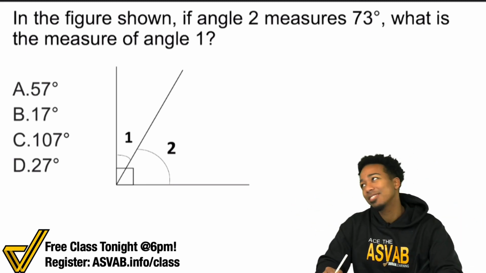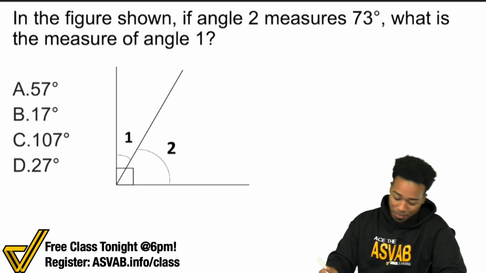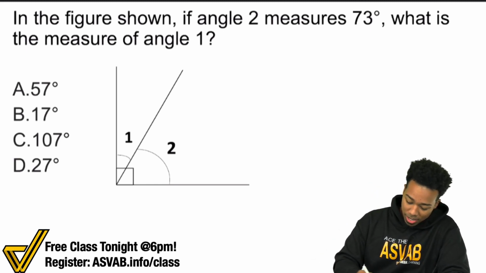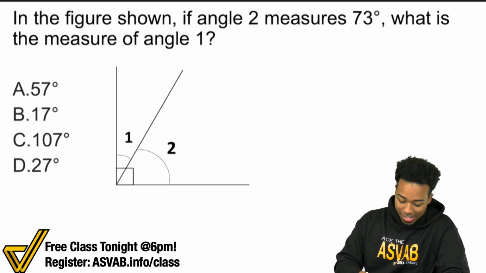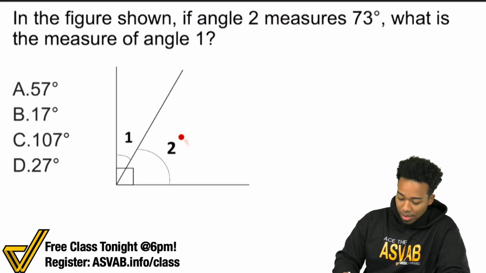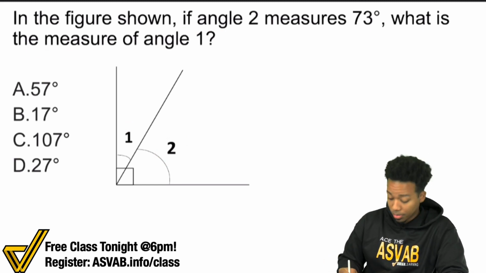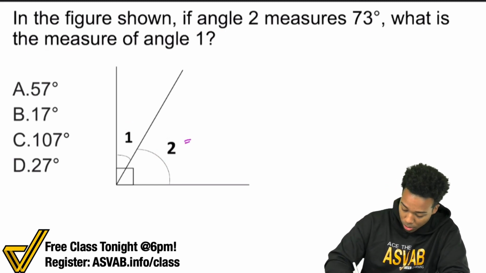Let's go ahead and ace the ASVAB by kicking off with this one. Let's go. So here what we have is, well, we have an image, obviously. And in this image, we're being asked, hey, look, if angle 2 is 73 degrees, what's the measure of angle 1? Sounds good. So if we're checking this out here, angle 2 equals 73 degrees.